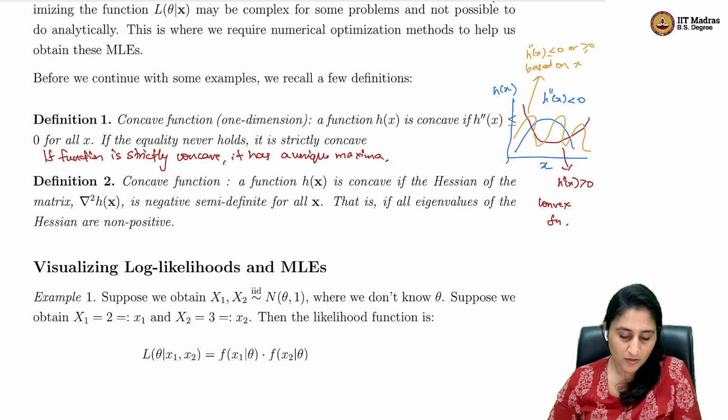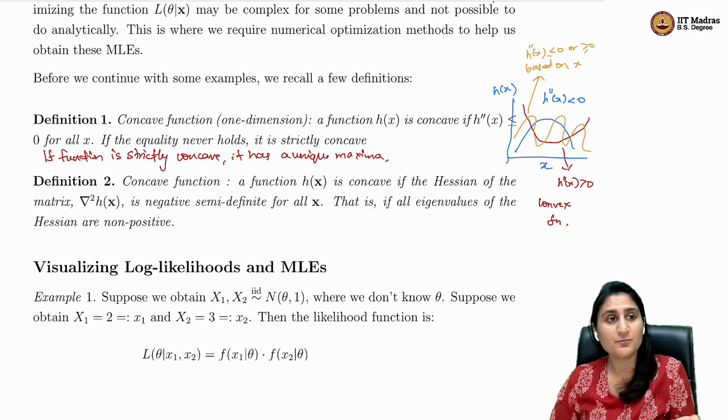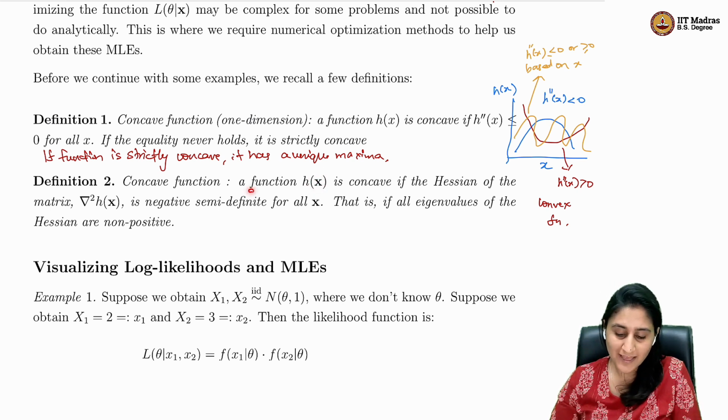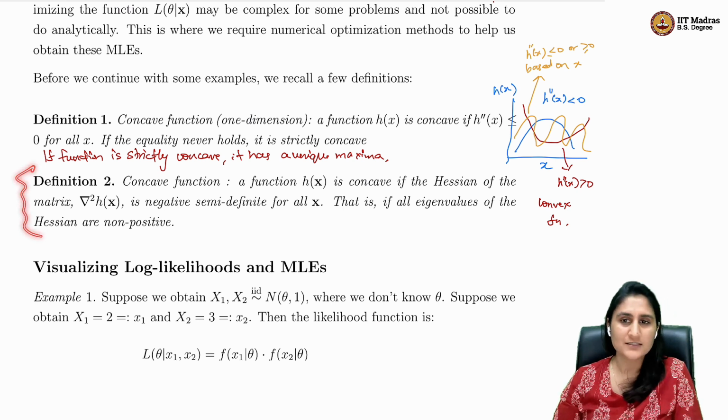On the other hand, we also would like to be dealing with target functions that are in higher dimensions. That means the x is actually a vector input, not a unidimensional input. So a function h of x is concave if the Hessian matrix, which is the second derivative matrix, is negative semi-definite for all x, which means that if all of the eigenvalues of the Hessian matrix are non-positive, then that function is a concave function. Okay, so we'll be getting to this and using these definitions in more detail later on.